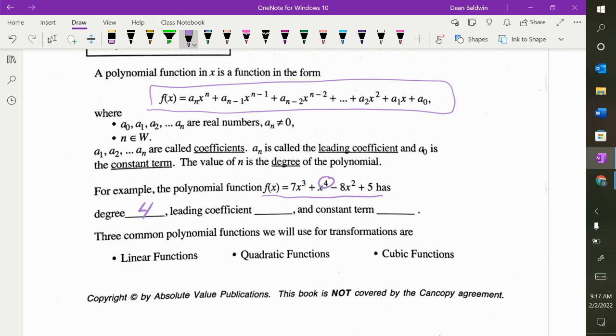What is the leading coefficient? 7. You want to say 7? Because of the way they wrote it and the word leading. But when they say the leading coefficient, it is the number in front of the term with the highest degree, which in this case would be 1. They wrote it this way to basically trick you. Most times, if you're going to write a polynomial out, you start with the highest power first. But they wrote it this way to illustrate a point. The constant term is 5, the one with no variable.